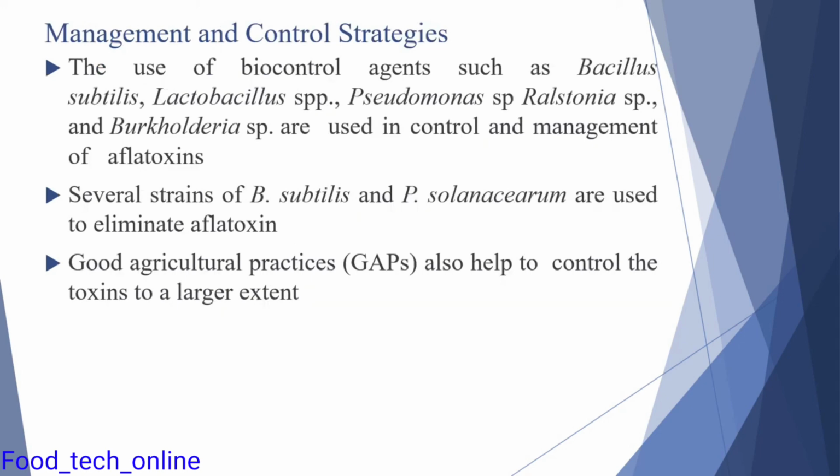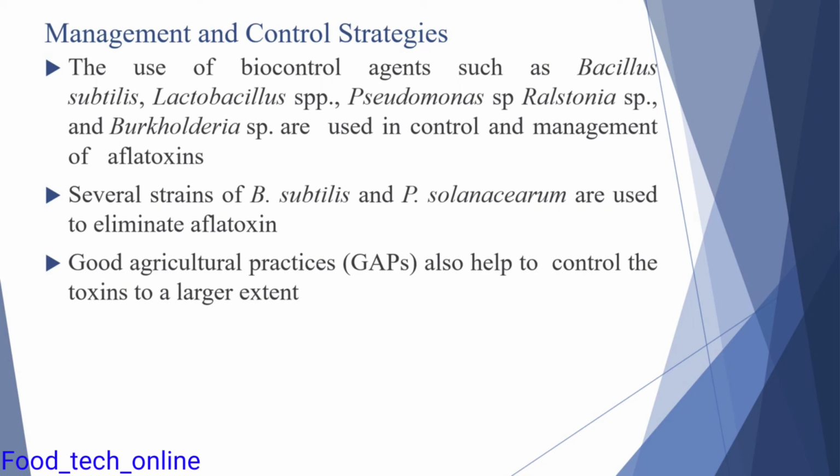Then coming to the management and control strategies, as we all know, contamination of the food item with aflatoxin producing Aspergillus species is very harmful and will lead to many foodborne diseases. So it is essential to control the occurrence of Aspergillus flavus, or the spoilage of the food item by Aspergillus flavus, and also the production of aflatoxin or mycotoxin in the food items. Then, the use of biocontrol agents like Bacillus subtilis, Lactobacillus species, Pseudomonas, Ralstonia, Burkholderia, etc. are used in the control and management of aflatoxin.